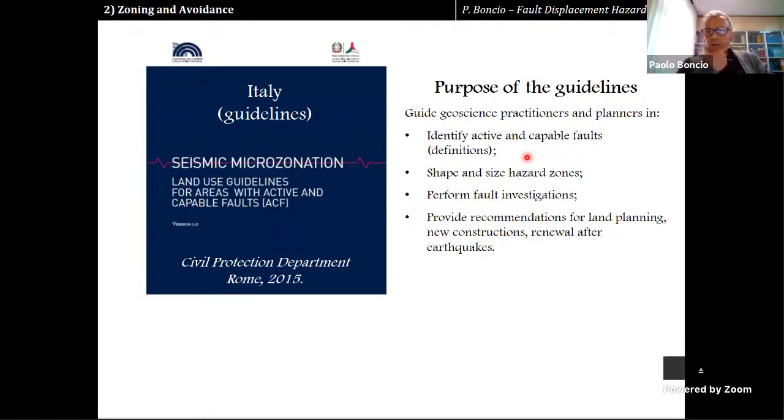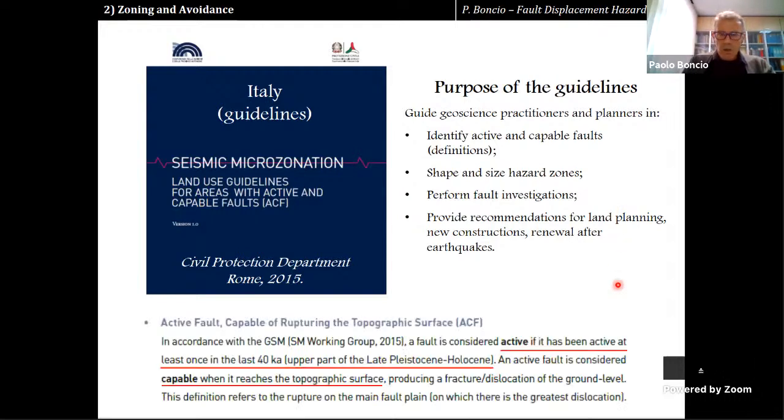In Italy, since 2015, we have guidelines. The purpose of the guidelines is to guide geoscience practitioners and planners in identifying active and capable faults by definitions, shaping and sizing hazard zones, performing fault investigations, and providing recommendations for planning. A capable fault is defined as a fault with evidence of activity in the last 40 kilo years, so latest Pleistocene Holocene.